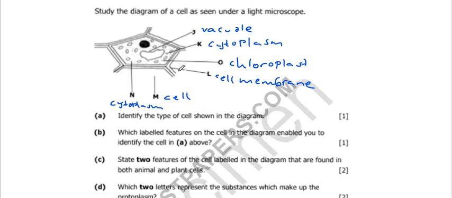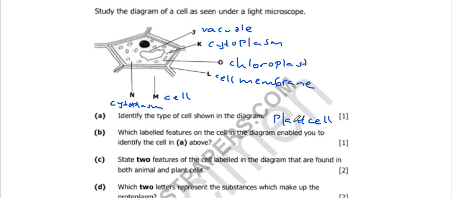So identify the type of cell shown in the diagram below. Is this an animal? Is this a plant? What type of cell is it? So it is a plant cell. Why do we say it's a plant cell? Because it's got a vacuole, it's got a regular shape. Remember the regular shape? It's got a regular shape, which is five-sided, and it's got two membranes, which are representing the cell membrane and the cell wall.